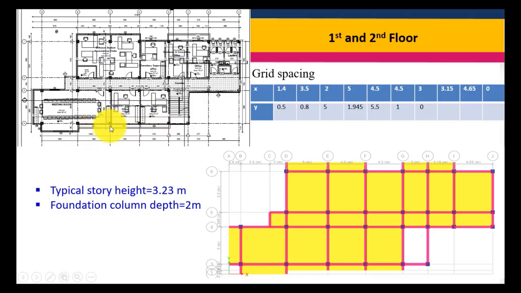Here we have small cantilever balconies, this length is 0.5, and this one is 0.8, and this is 1.3. So this is the distance: from this to this 0.5, from this to this 0.8, from this to this 5, from this to this 1.945, from this to this 5.5, from this to this 1 meter. Okay, this is the grid. So 0.5, 0.8, 5, 1.945, 5.5, 1. So the number of grids in the Y direction will be 6.